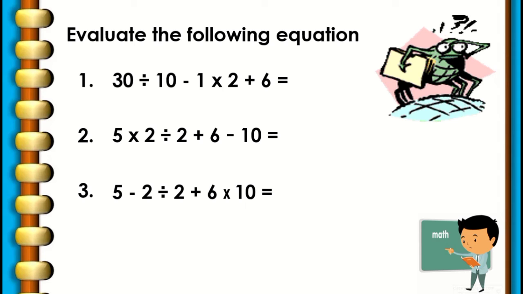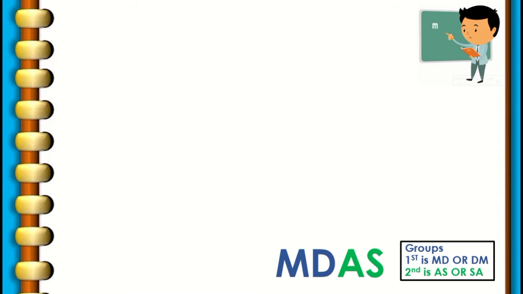Okay, if you're done, let's check your work. Okay, again, MDAS, we have the first group, multiplication and division, or division of multiplication. Next, second group is addition, subtraction, or subtraction and addition. Okay, how will you evaluate this equation? So 30 divided by 10 minus 1 times 2 plus 6. So first, carry out the first group, which is the multiplication and divisions.